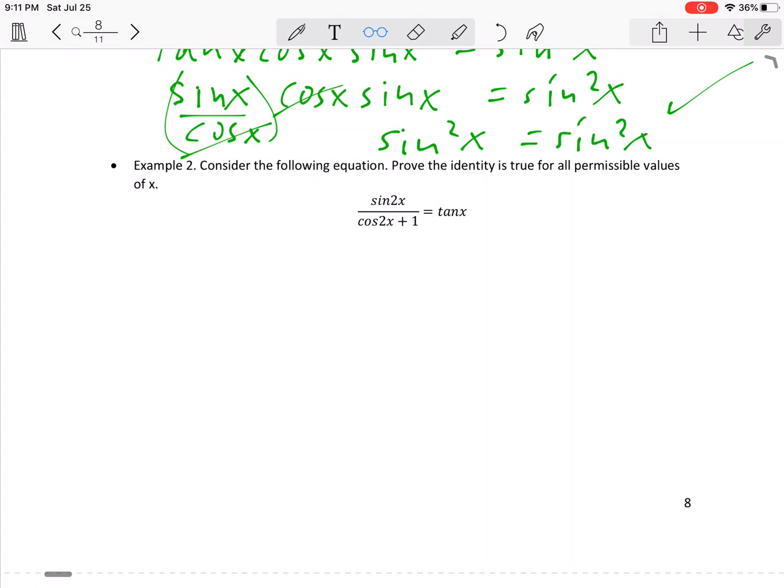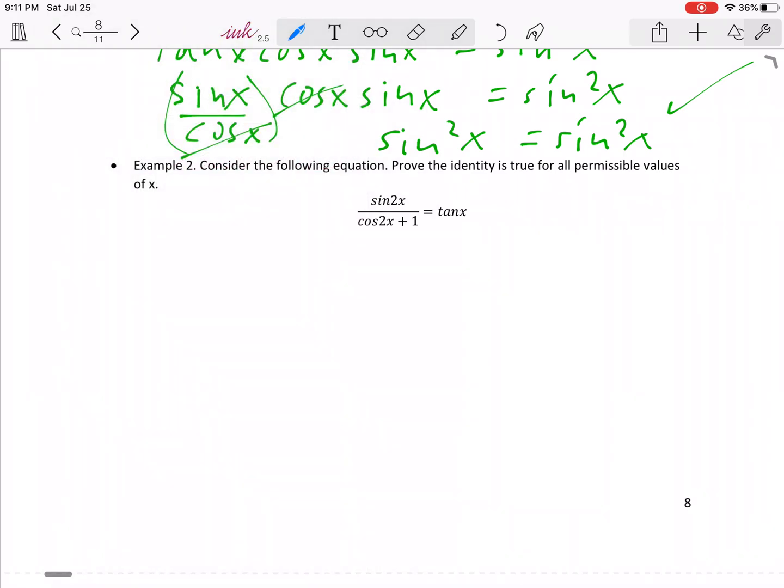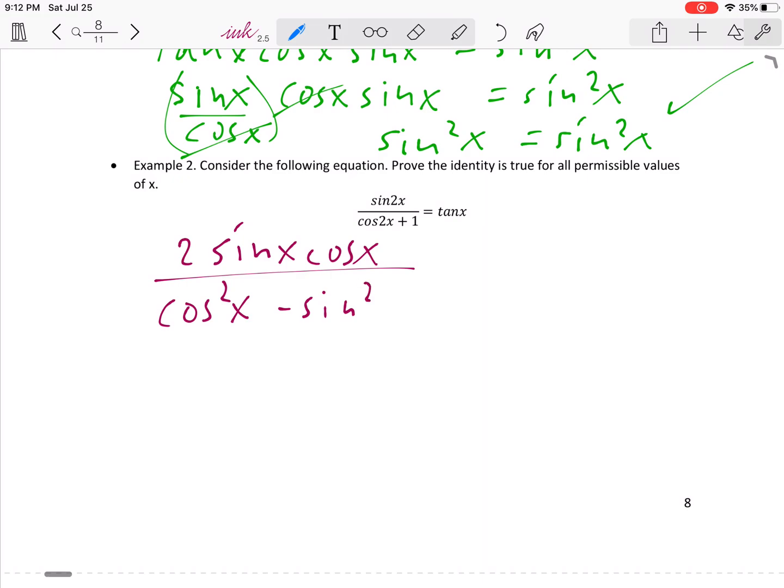Okay, looking at the next one here, it's the same idea. So we can change the sine 2x using your identity, so that becomes 2 sine x cosine x. Okay, and then the cosine 2x becomes cosine squared x minus sine squared x, and then you still have that plus 1 there. And so that's equal to tan x. So we can just leave the tan x as is on the right hand side, and basically what we've got to do is show that the left side also can become tan x.